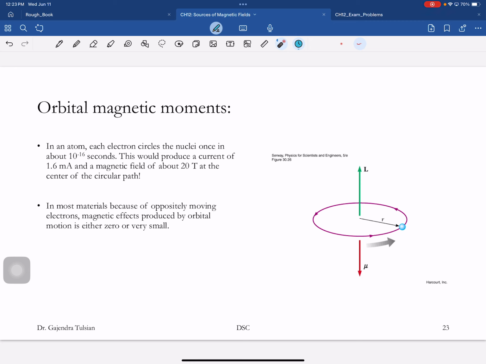They cancel out. So for every electron going like that, there's an electron going like this. And if you have an odd number of electrons, the last electron is in an s orbital, which is sort of going like this and not producing any magnetic field. Again, that's not the precise language, but that's roughly what's going on. So in most materials, because of oppositely moving electrons, magnetic effects produced by orbital motion is zero. Okay, essentially.